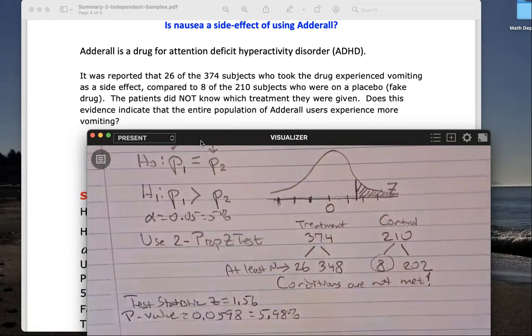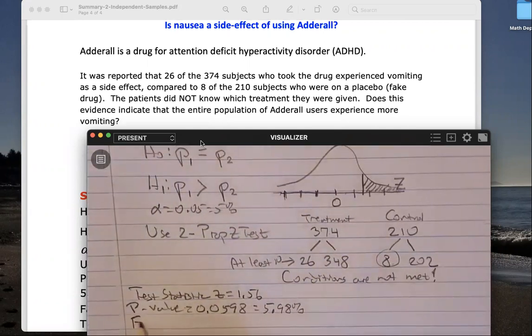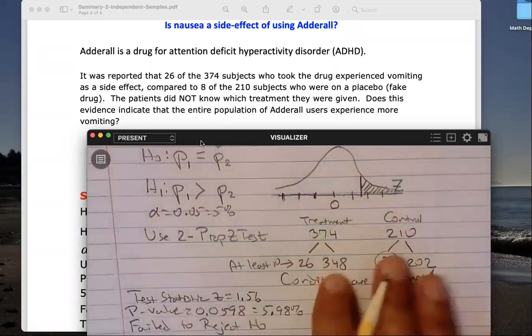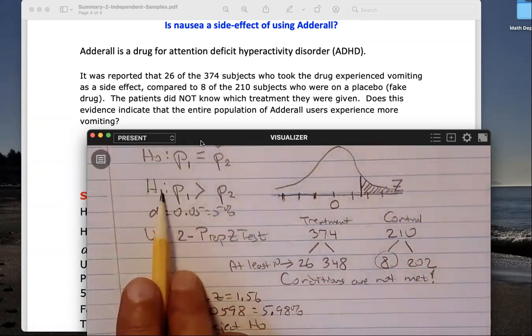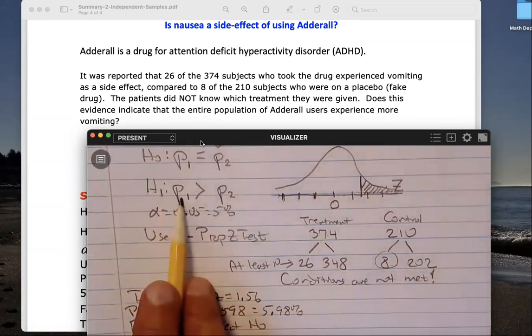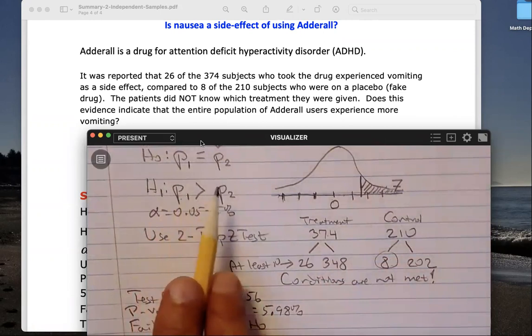Well, that's not small enough to be concerned. That's bigger. That is correct. Was it kind of close? Kinda. 6% is kind of close to 5%. If it's close, you kind of think of it as marginal results. I wonder, if you had repeated it, it could have gone the other way. But based on what we got, we have failed to reject the null hypothesis. There just was not sufficient evidence here to support the alternative that the proportion of the treatment group feeling nauseous is significantly larger than that of the control group.